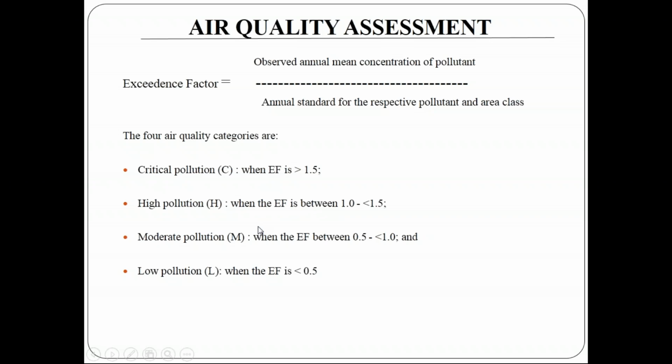And if this ratio, the exceedance factor, is more than 1.5, that means your area is critically polluted. If you are getting between 1 and 1.5, that means your area is highly polluted. If it is between 0.5 and 1, moderate pollution is there. If this exceedance factor EF is less than 0.5, there is low pollution. So you have to calculate this exceedance factor, and after that you can predict.